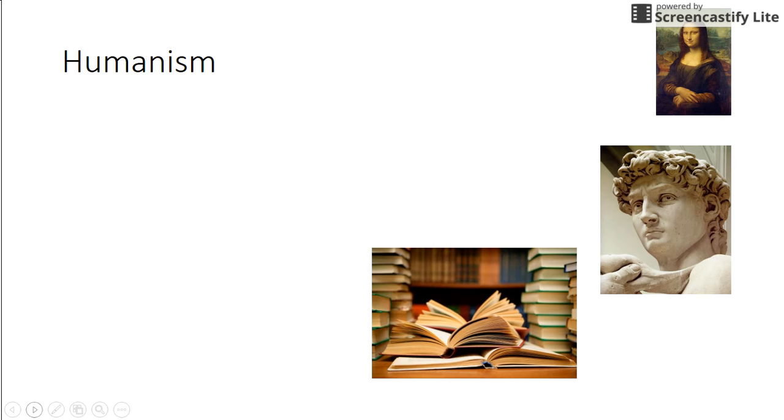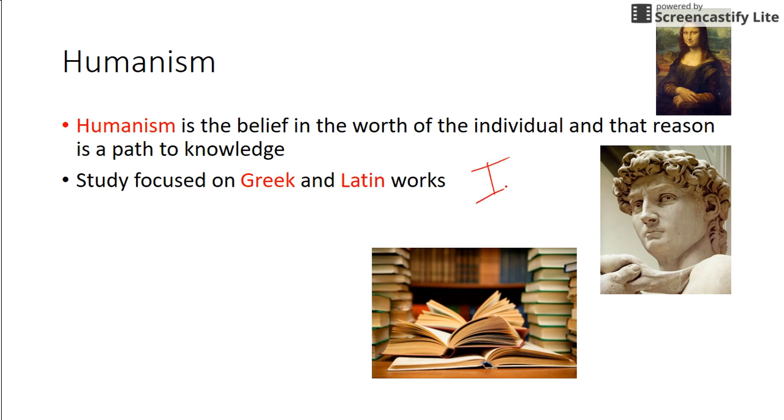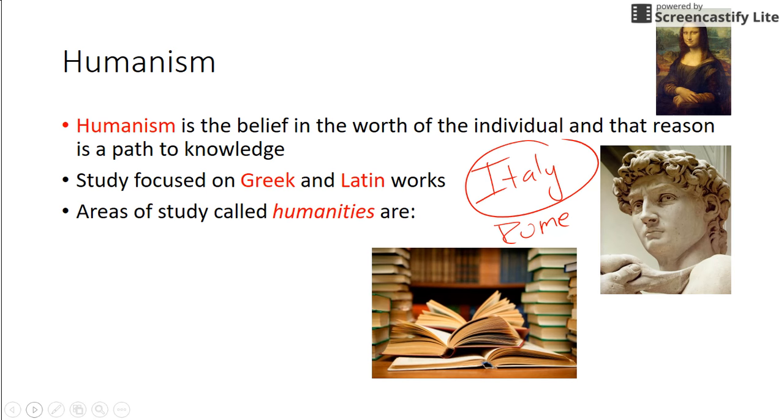So the word humanism. Humanism is the belief in the worth of the individual and that reason is a path to knowledge. Now, in this belief, people studied and focused on Greek and Latin works. Since Italy was the center, basically like the bullseye of Rome, they had lots of Roman ruins, lots of Roman artwork, and Greek artwork that they could look at and become inspired by.